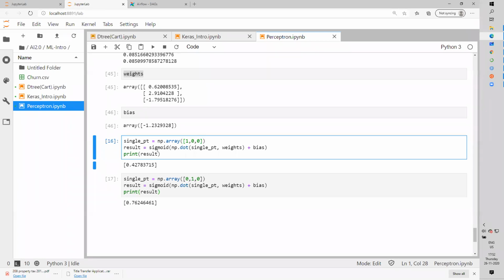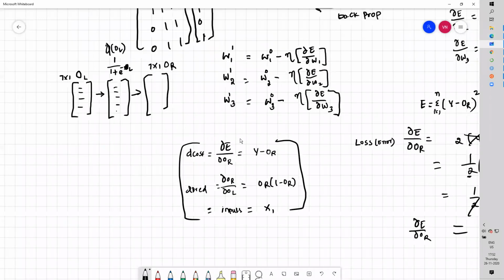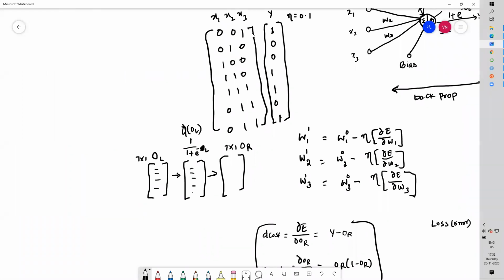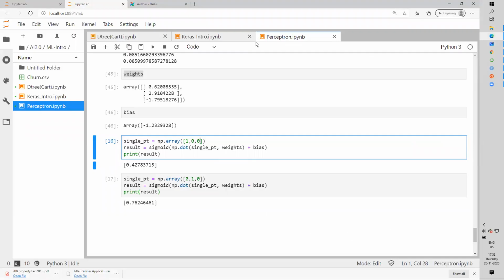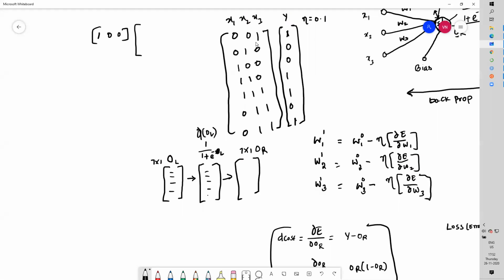And how do we generate an output from this? Forward propagation. Remember the forward propagation? To generate the output, first we need to multiply. Right now we have only one observation, that observation is 1, 0, 0. And we need to multiply this 1, 0, 0 with the weights. What were the weights? This is 0.6, this is 2.9, this is minus 1.79. So when we multiply these two, we will get an output.